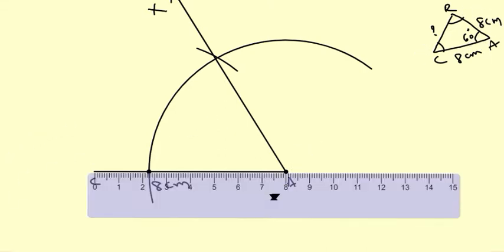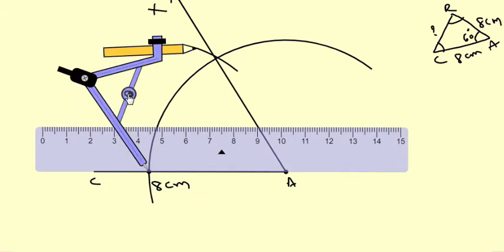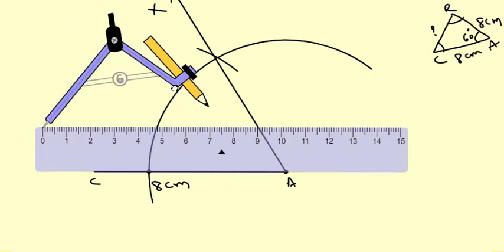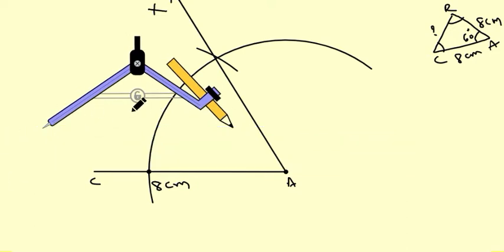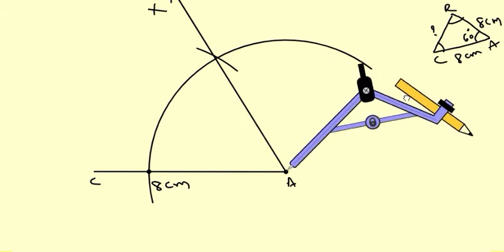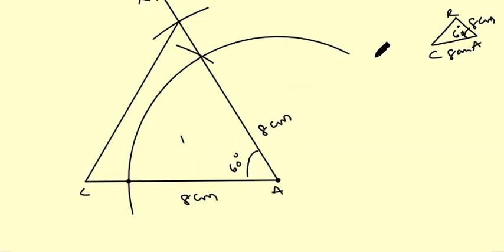Now we know the length of AR. So now take the ruler and the compass. Take the compass radius as 8 centimeter. Now with A as the center, draw an arc. Now here in the question they are asking to find the measure of CR, and angle C, angle R is equal to how much.